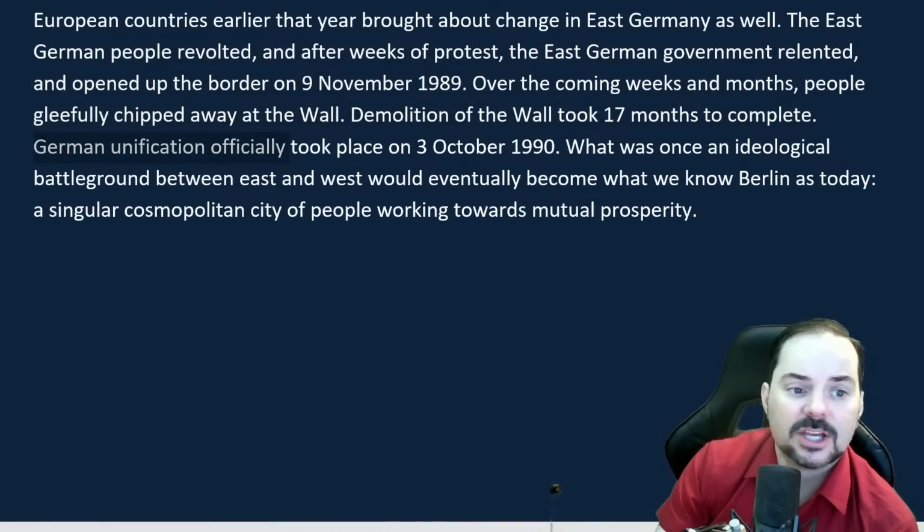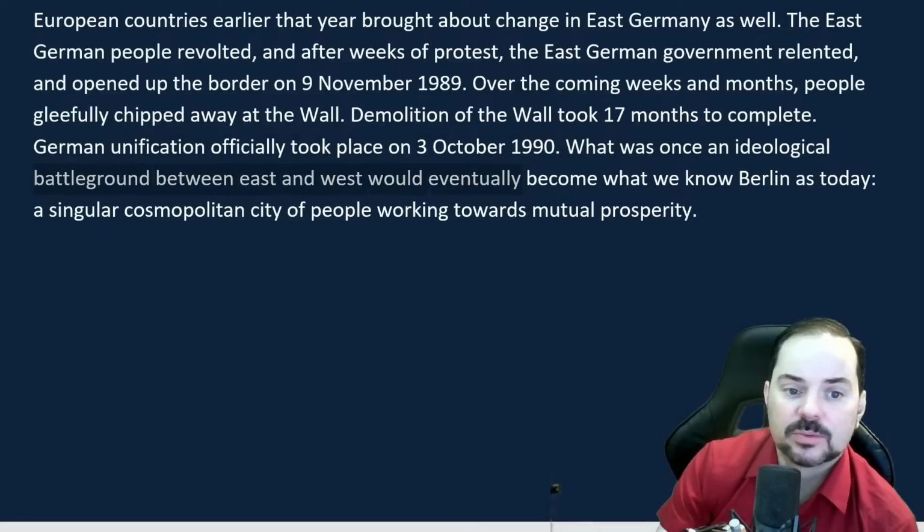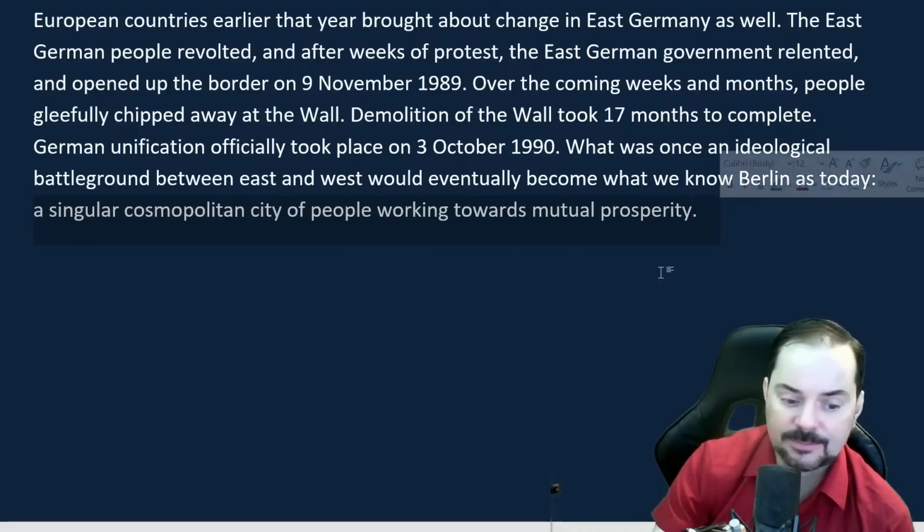German unification officially took place on 3rd of October 1990. What was once an ideological battleground between East and West would eventually become what we know Berlin as today, a singular cosmopolitan city of people working towards mutual prosperity.